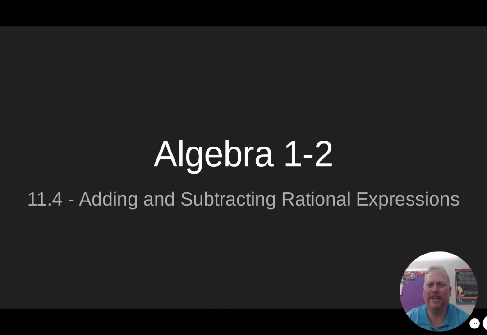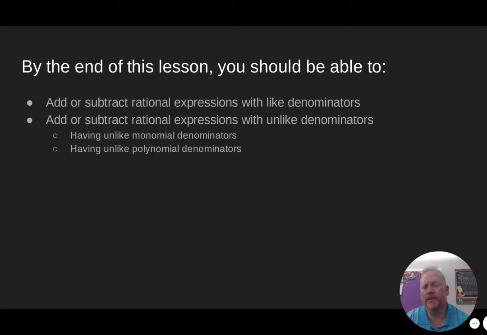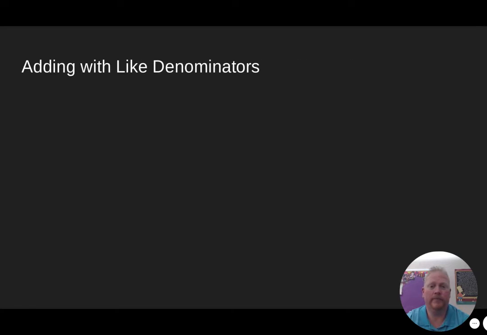Hey everybody, welcome to Algebra 1-2, Section 11-4, Adding and Subtracting Rational Expressions. By the end of this lesson, you should be able to add or subtract rational expressions with like denominators, and add and subtract rational expressions with unlike denominators. And we're going to explore both monomial denominators and polynomial denominators.